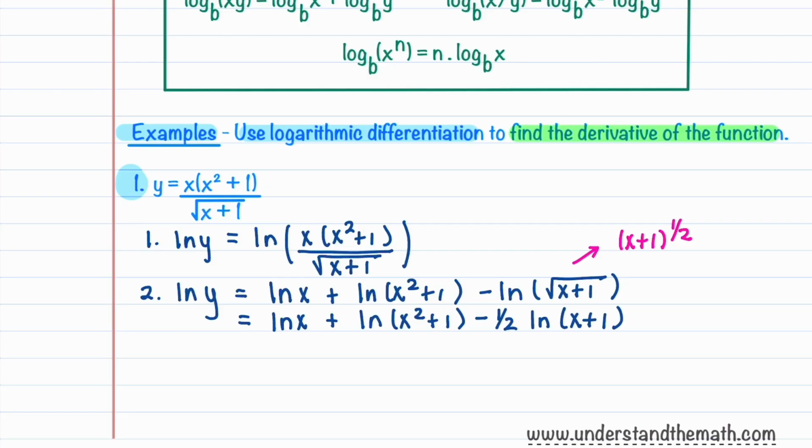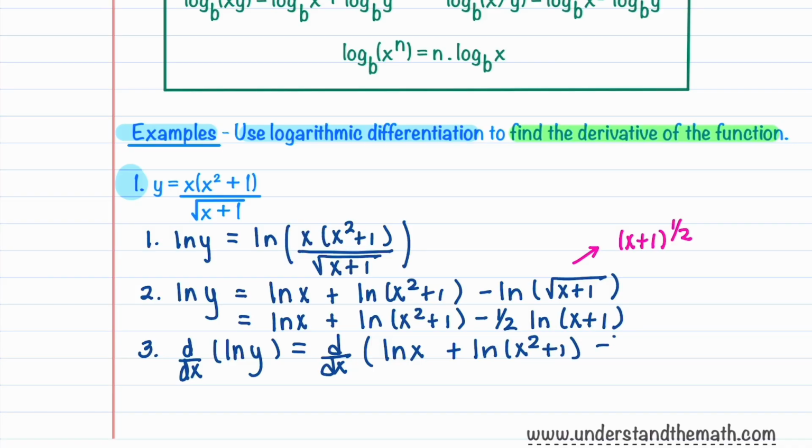Now we're ready for step 3. Step 3 tells us to take the derivative of both sides of the equation because we want to find dy/dx. So we have the derivative with respect to x of ln y on the left, and on the right we have the derivative with respect to x of ln x plus ln (x squared plus 1) minus 1/2 ln (x plus 1). The derivative of ln y is going to be the derivative of what's inside, so that's dy/dx, all divided by what's inside, which is y.